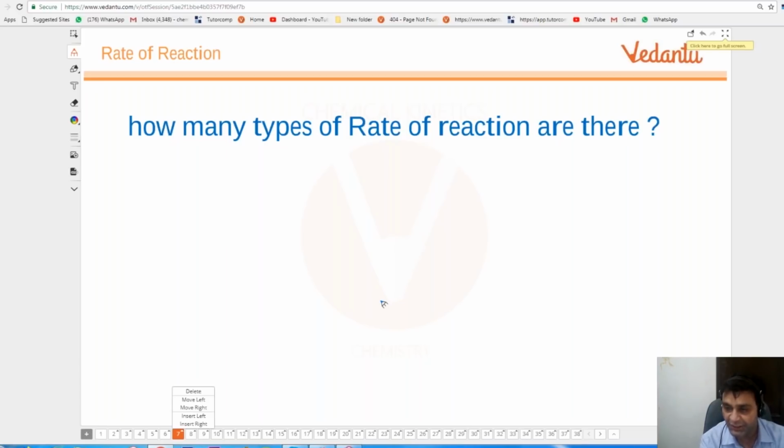Uniform and non-uniform. Very good, Shrija. Anything else? Instantaneous. Murli, I hope you want to say instantaneous. Yes, instantaneous. Average, very good. Average speed and instantaneous speed, uniform and non-uniform, very good. Does the reaction take place with the same speed throughout the process? No. Certain reactions are slow in the beginning, become fast in the middle, and again slow down at the end, right? So they may not be uniform.